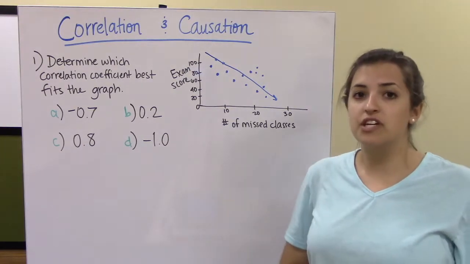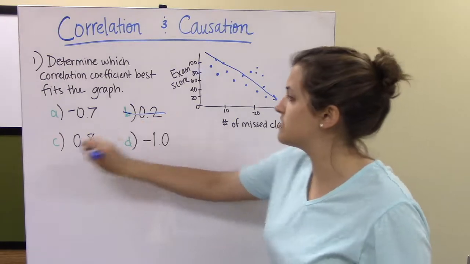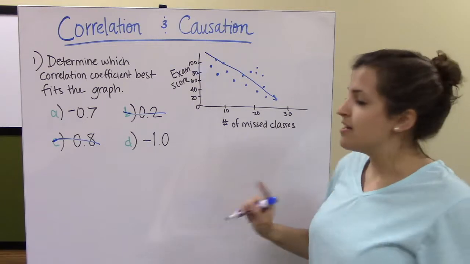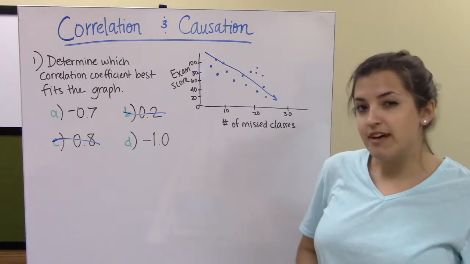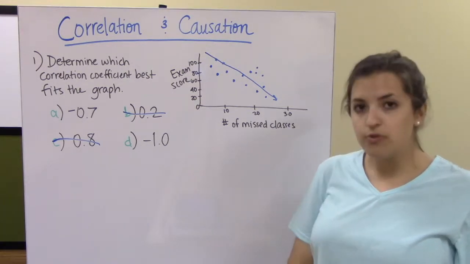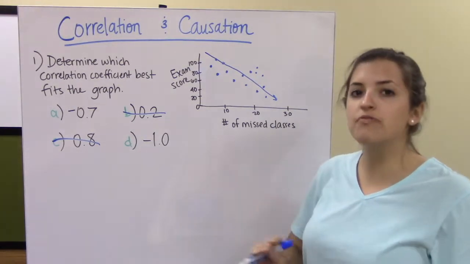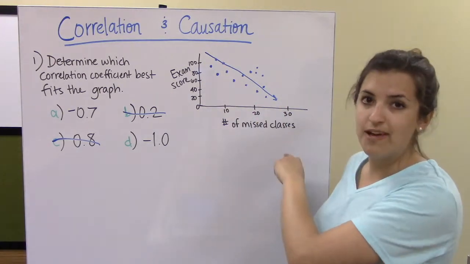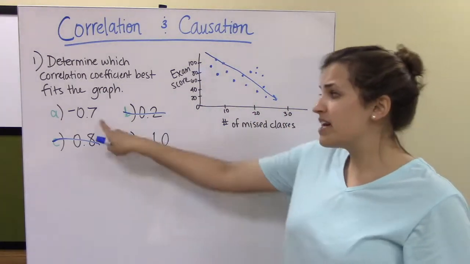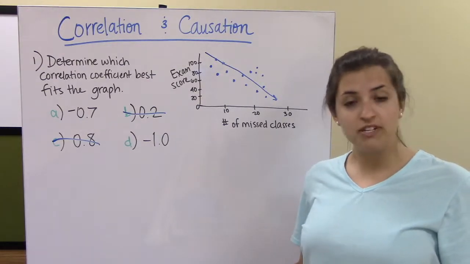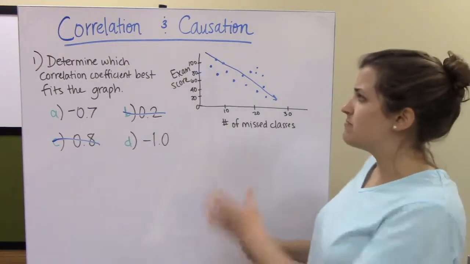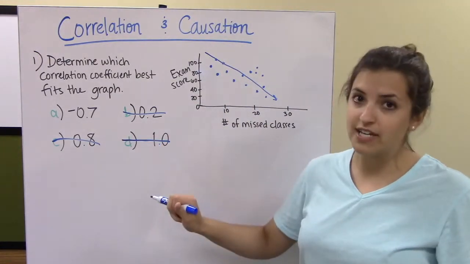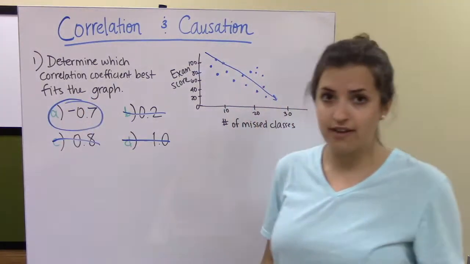And if we have a negative correlation, we can automatically eliminate 2 of these, the positive ones. So we're only left with negative correlation coefficients. Now, we have to choose between -0.7 and -1.0. If you remember, -1.0 is perfect negative correlation. That means that all of our points should line up exactly on that trend line. That's not happening here. So -0.7 is still pretty good. -0.7 is fairly close to -1, but it allows for a little bit of wiggle room around that trend line. So I'm going to say that we do not have perfect negative correlation, and I would choose A.